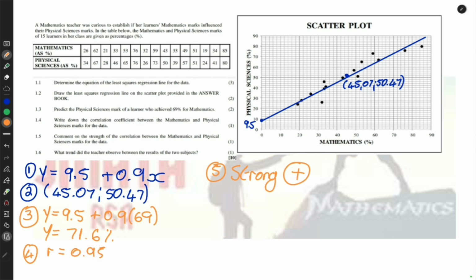Okay, perfect. 1.6. What trend did the teacher observe between the two results? Okay, so there's a very strong correlation, but I now need to say it in language pertaining to math marks and science marks. So my answer is going to be, when someone does well in maths, they tend to also do well in physics. And for that, I would get my marks, because that's the trend that we notice.